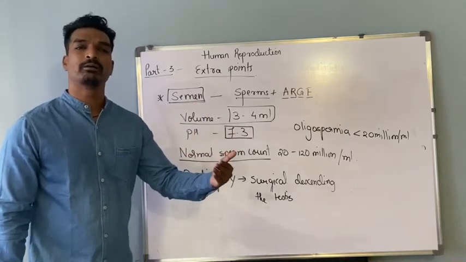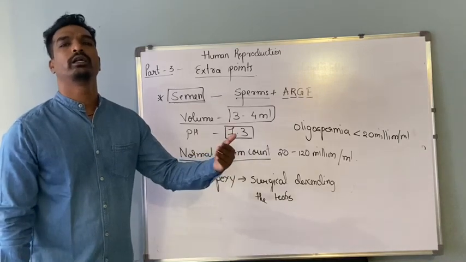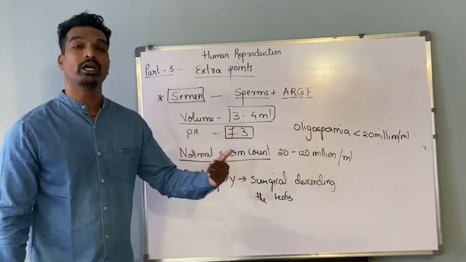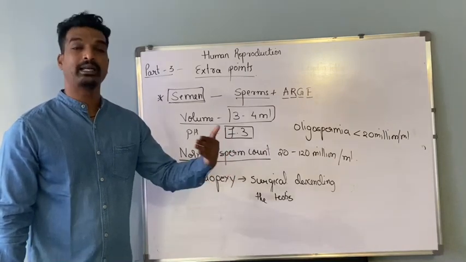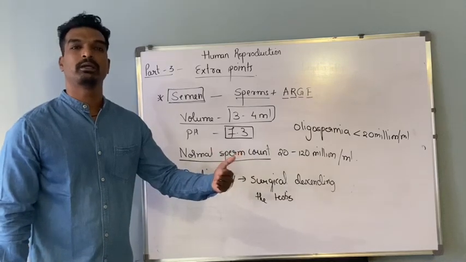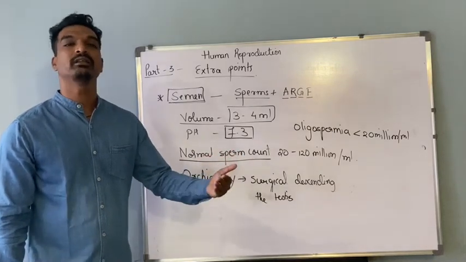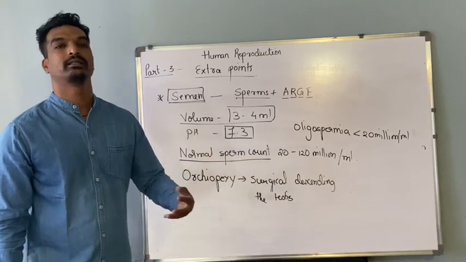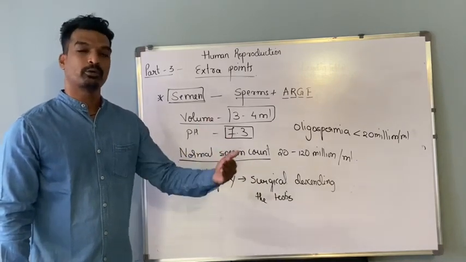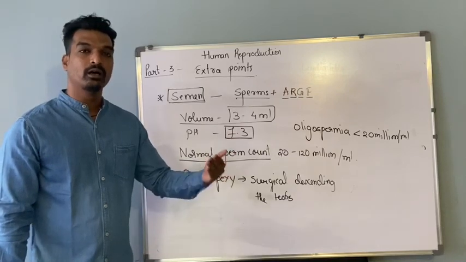How many millions of sperms are released in one coitus? 200 to 300 million sperms. Per ml, approximately 20 to 120 million. And what is the pH of the semen? 7.3. What is semen? It is the sperms plus the fluid, the seminal fluid and the prostatic fluid, together forming the semen.